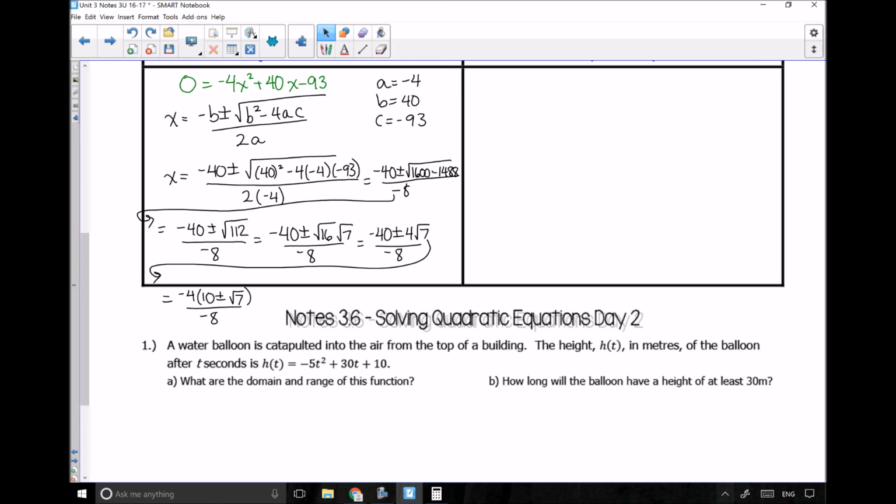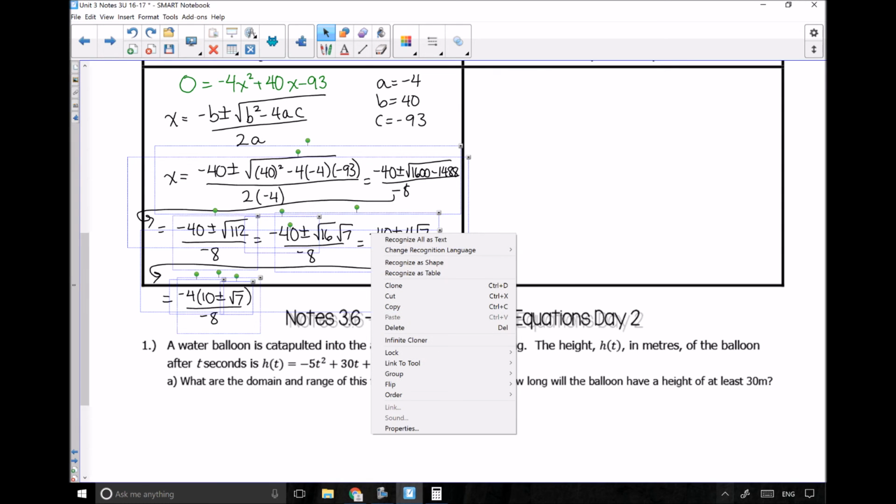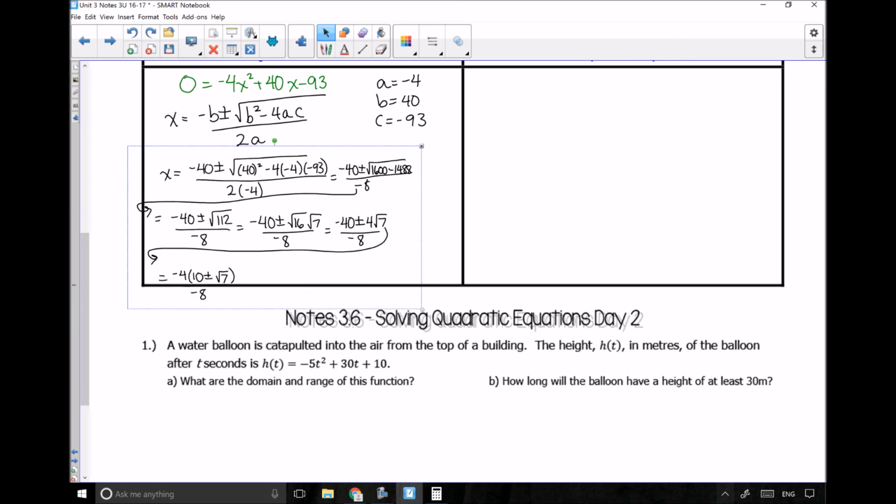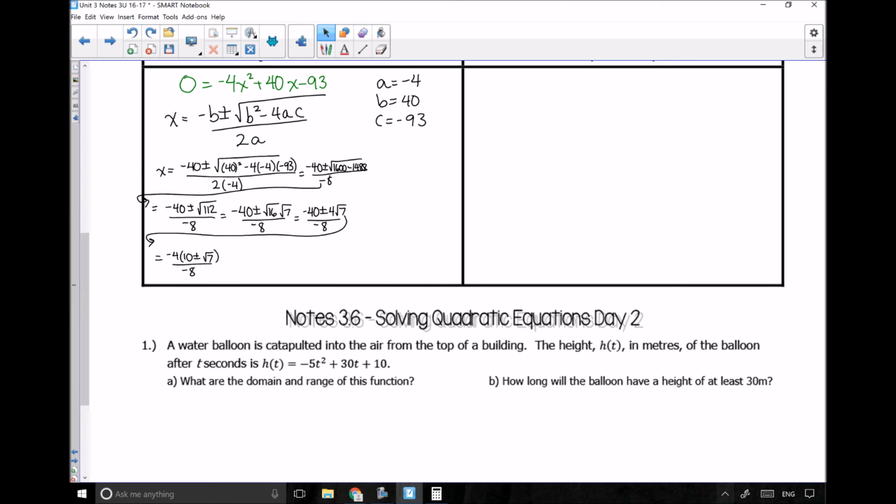Okay? Sorry, I'm just going to put all of this work together and make it a little bit smaller because I'm running out of room and I want to make sure that I do all of this properly. Okay, so then I end up getting here, I know that I've got a -4 and a -8, and they can both reduce. The negatives cancel each other out. The 4 becomes a 1 and the 8 becomes a 2. So that means that I end up getting 10 plus or minus root 7 all over 2.